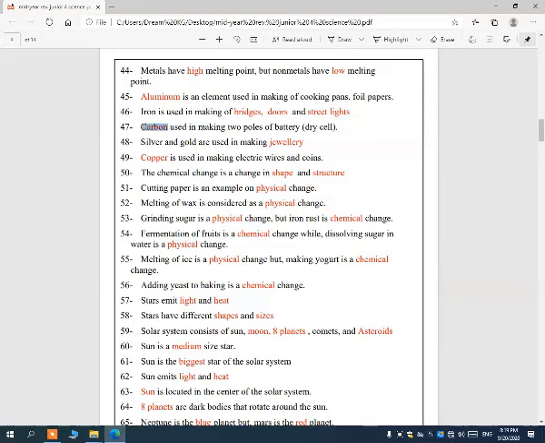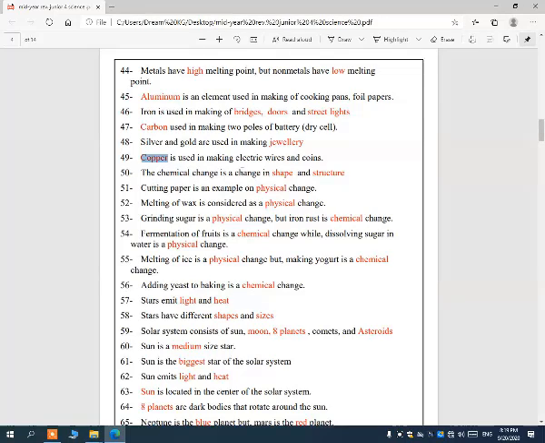48. Silver and gold are used in making jewelry. What am I using the silver and the gold for making? Jewelries. 49. This is used for making electric wire and coins. Coins and electric wire are made from copper. 50.